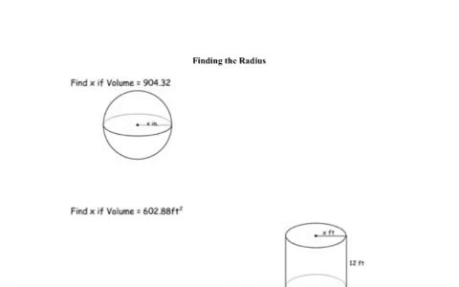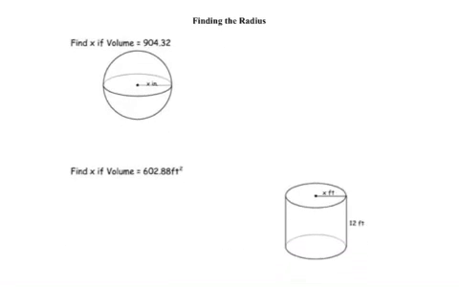So I'm going to fast forward to where we are at in our packet, which deals with finding the radius. So the first problem involves finding the radius of a sphere. What we're going to do is first write down our formula. So remember, the volume of a sphere is V equals 4/3 pi times your radius to the third power.